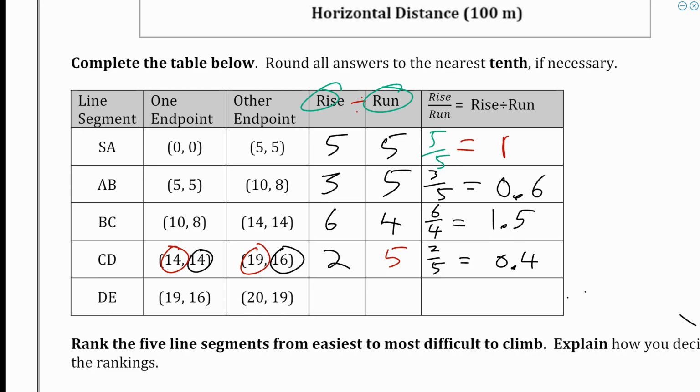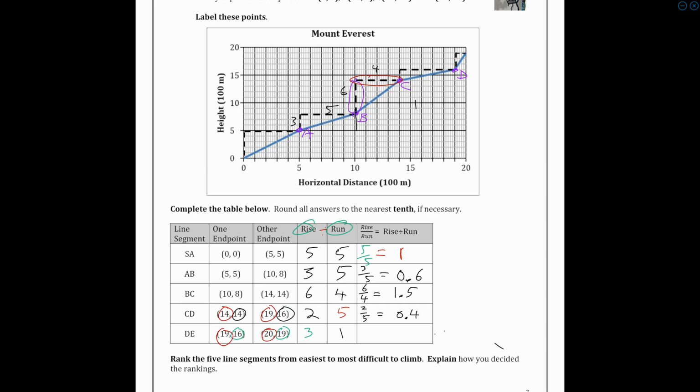Now the last one. Remember, rise is y2 minus y1, or the y value here minus the y value here, it's 3. My run, that's 20 minus 19, is 1. That's pretty steep. And taking a look at it, does this seem to match? Yes, I see here that it jumps really quickly from D to E. That last segment is quite steep. So rise over run, 3 over 1. Anything divided by 1 is just itself, so this value is 3.